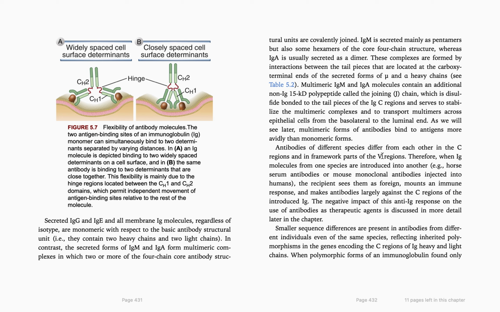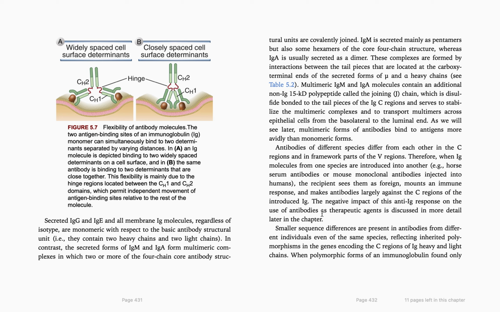Antibodies of different species differ from each other in the C region and in the framework part of the V regions. Therefore, when Ig molecules from one species are introduced into another, for example horse serum antibodies or mouse monoclonal antibody injected into humans, the recipient sees them as foreign, mounts an immune response, and makes antibody largely against the C region of the injected Ig. The negative impact of this anti-Ig response on the use of antibody as a therapeutic agent is discussed in more detail later in the chapter.